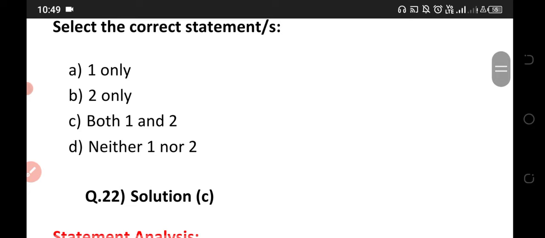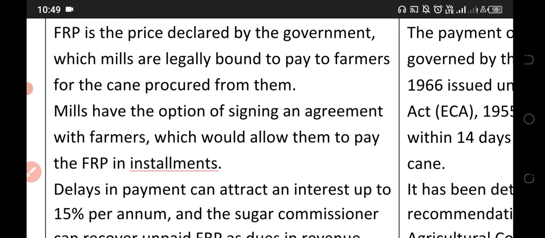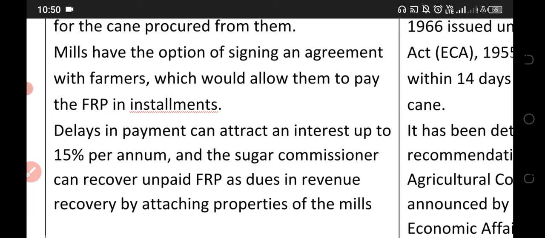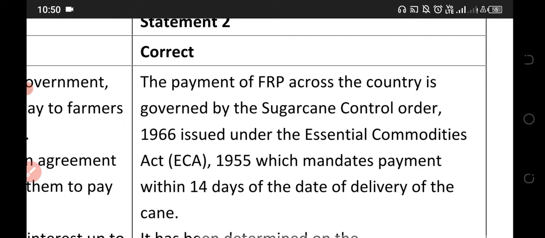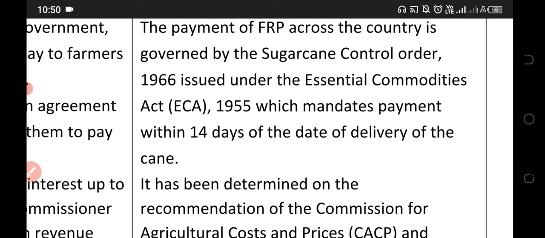FRP is the price declared by the government which mills are legally bound to pay to the farmers for the cane procured from them. Mill owners have the option of signing an agreement with farmers which would allow them to pay the FRP in installments. Delays in payment can attract interest up to 15% per annum. And the sugar commissioner can recover unpaid FRP as a due in the revenue recovery by attaching the properties of the mills. The payment of the FRP across the country is governed by the Sugar Cane Control Order 1966 issued under the Essential Commodities Act 1955, which mandates the payment within 14 days of the date of delivery of the cane.